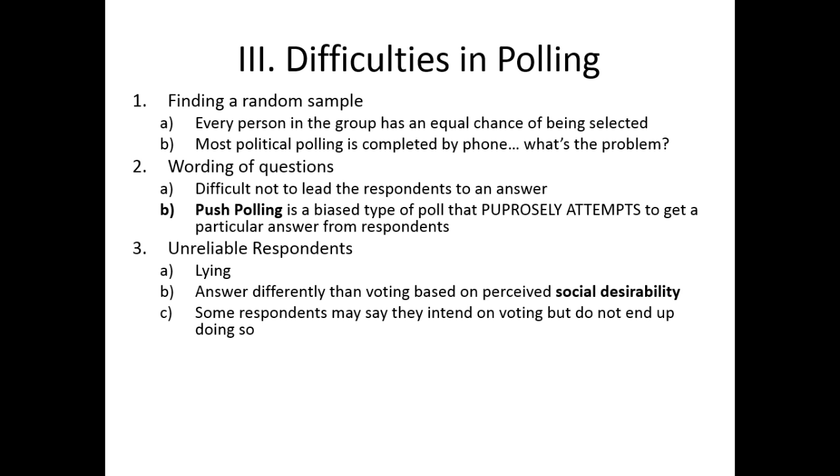Also, respondents are unreliable. People lie. People answer differently based on social desirability. So, for example, if they ask questions about race, a lot of times people won't answer with their true feelings because they recognize that being racist, for example, is not socially desirable. So even if they are racist, they won't say it.